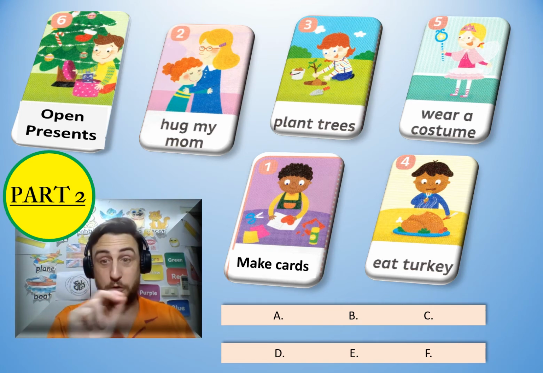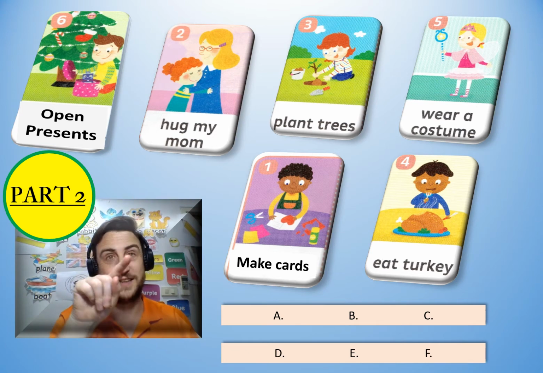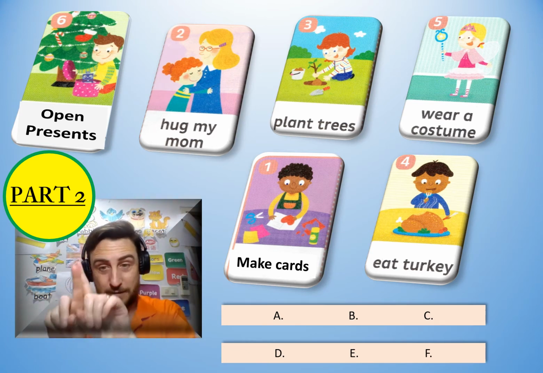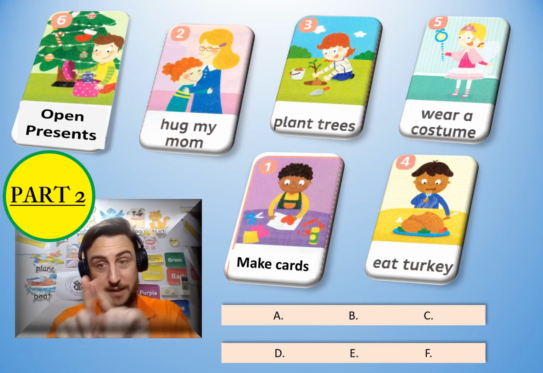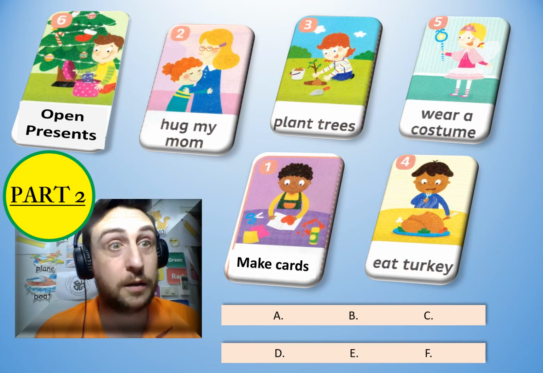So you should have on your paper A, B, C, D, E, F, and then a number next to A, number, B, number, C, number. Okay? Let's look at Part 3.